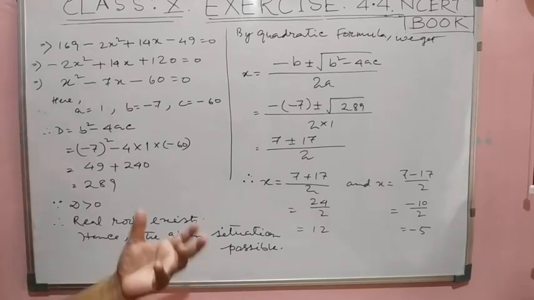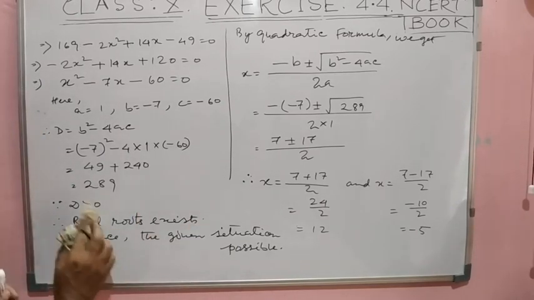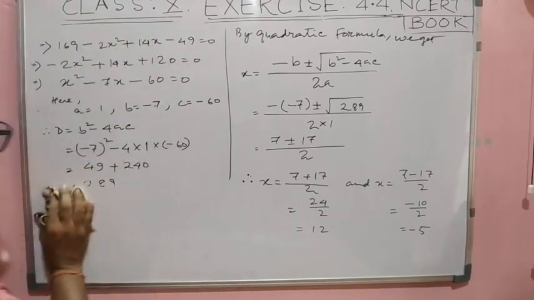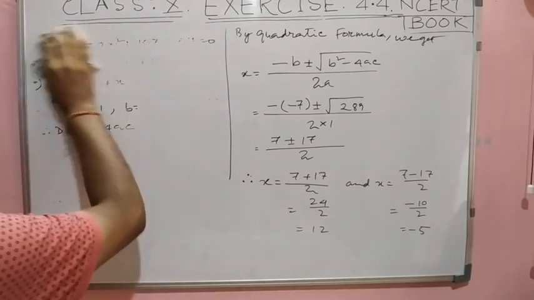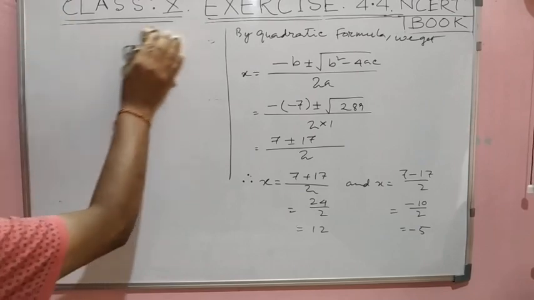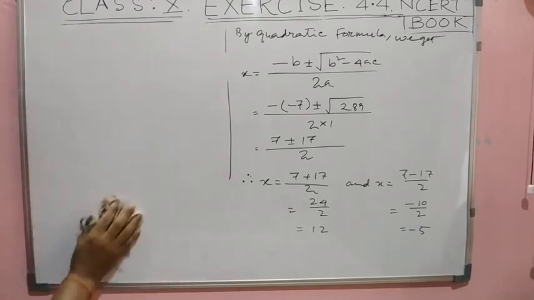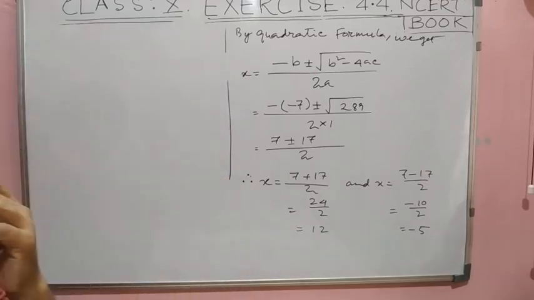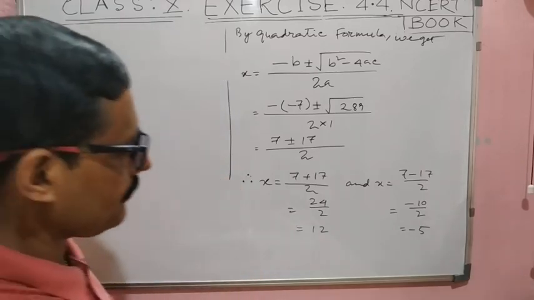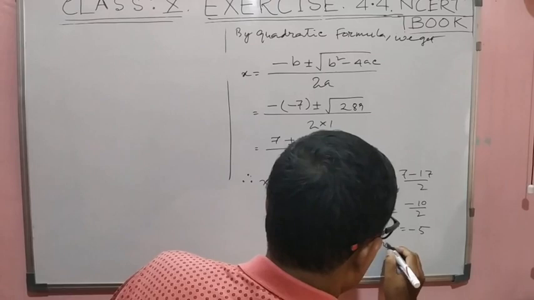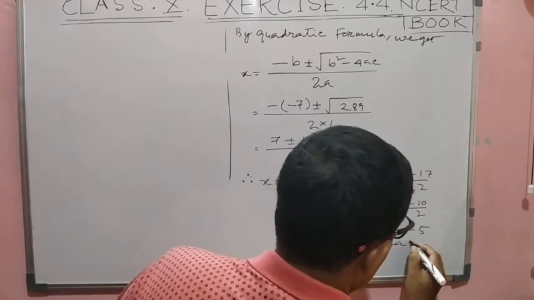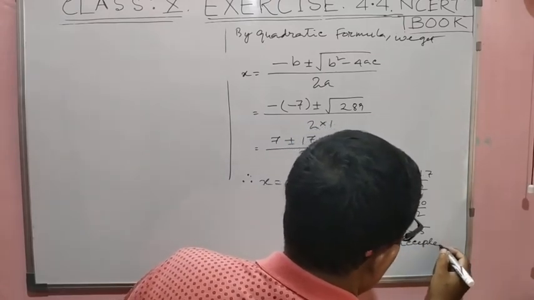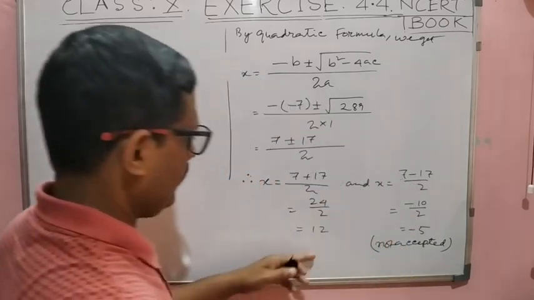So what will happen here? We see that x is a distance. So distance cannot be negative, so it is not accepted. We will not accept this. Therefore x equal to 12.